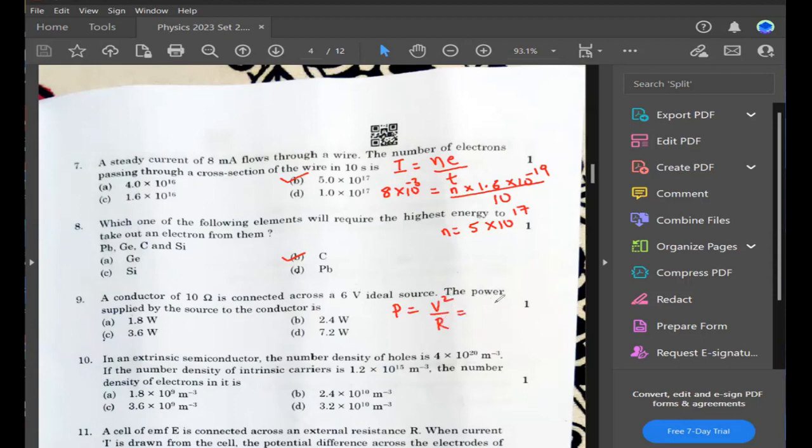V here is 36 upon 10, that is 3.6 watt. So the C option is correct.